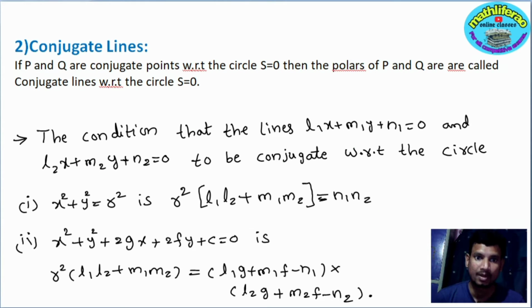If P and Q are conjugate points with respect to the circle S = 0, then the polars of P and Q are called conjugate lines with respect to the circle S = 0.